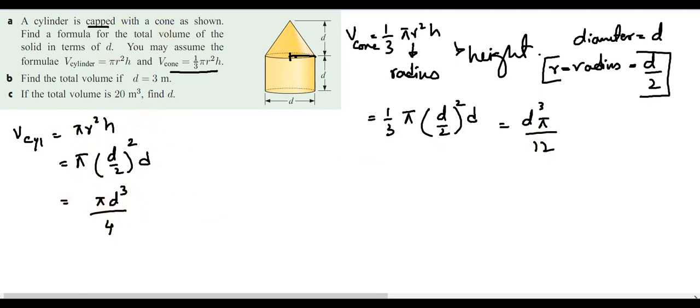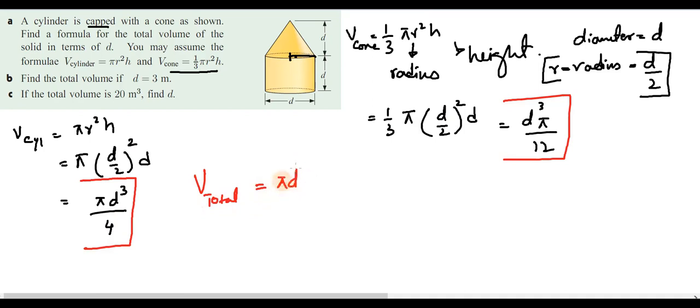Now we have these two volumes, and thus the total volume will be simply the sum of these two volumes. So pi times d cubed over 12 and pi times d cubed over 4. It's a simple addition of fractions. Whatever this is in the numerator, it's the same.